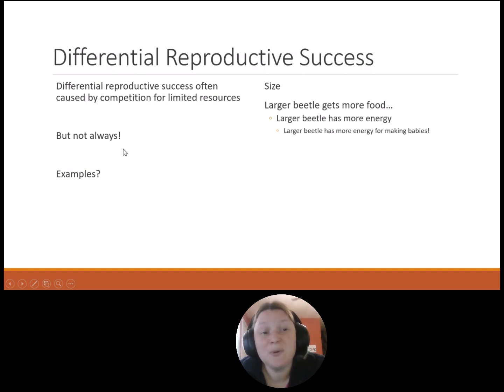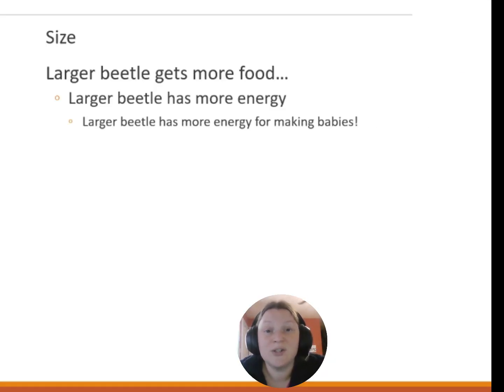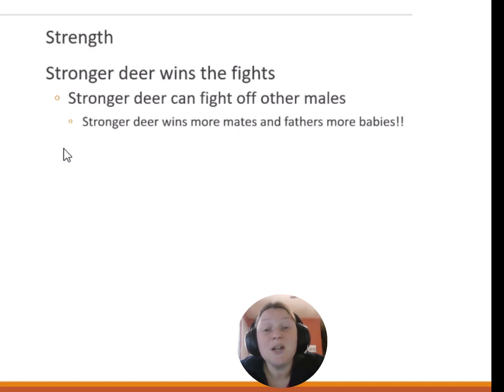So, with differential reproductive success, these traits are not always about being the biggest and strongest. Sometimes it is. For example, we could have a large beetle who gets more food. Because he has more food, he has more energy. Because he has more energy, he can make more babies. Sometimes it is about being the strongest. If you have a strong deer, he wins more fights. Because he wins more fights, he chases off the other males, and he gets to have more babies.